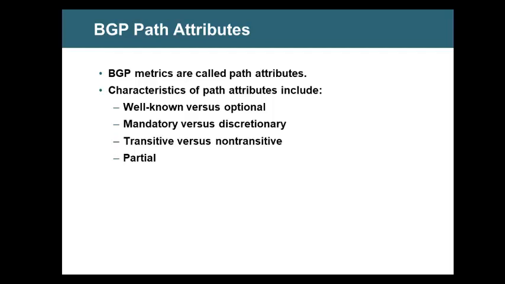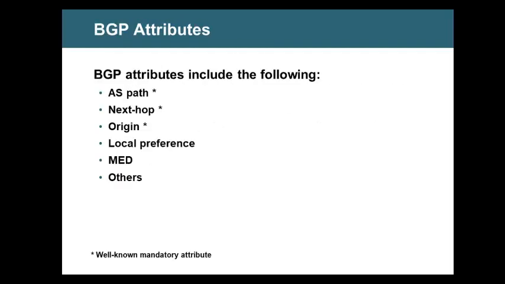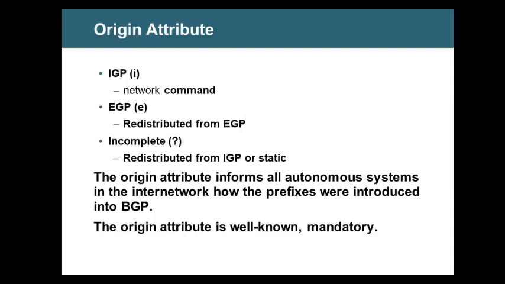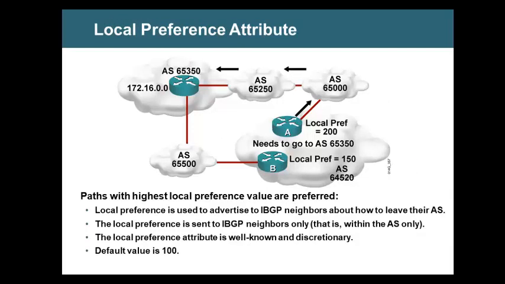You see, local preference. That is also well-known. Local preference is also well-known, but it is discretionary. What does that mean? Even if you don't configure this particular attribute, it is okay. It's still valid. Well-known, discretionary. Local preference.